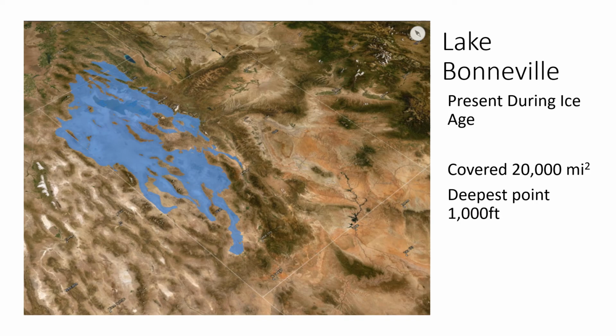Lake Bonneville was a large freshwater lake that was present in Utah during the Ice Age. There were also some bays and inlets that extended into Nevada and Idaho. Together, it covered about 20,000 square miles at its largest extent and was about 1,000 feet deep.